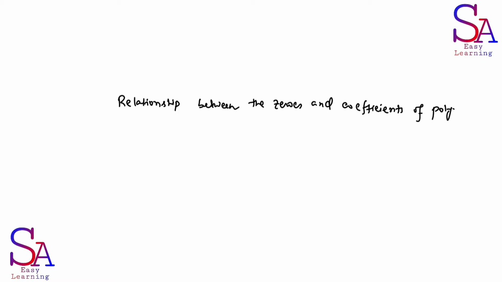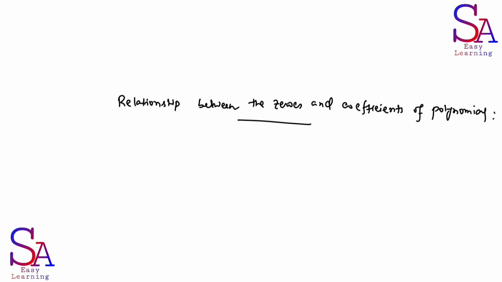This is the fifth lecture of the polynomial. Today we start with a relationship. What is the relationship? A relationship between the zeros and coefficients of the polynomial.